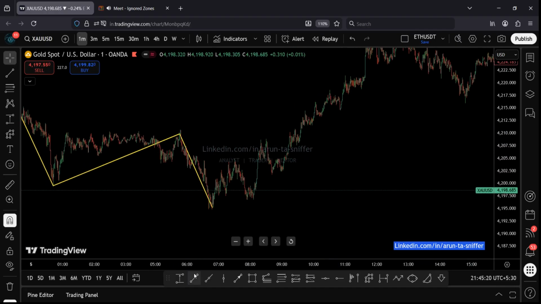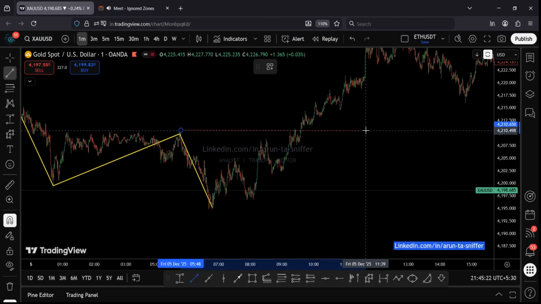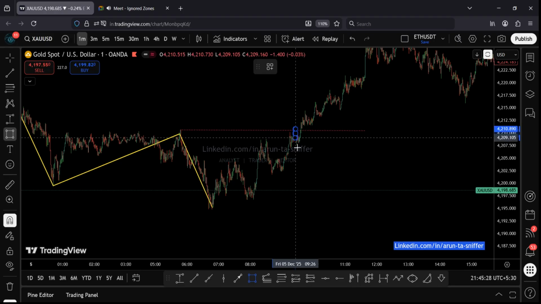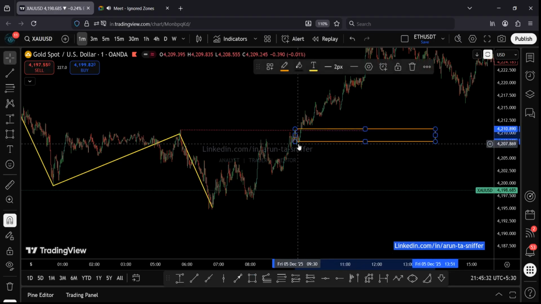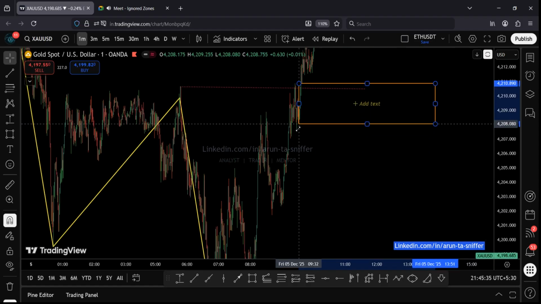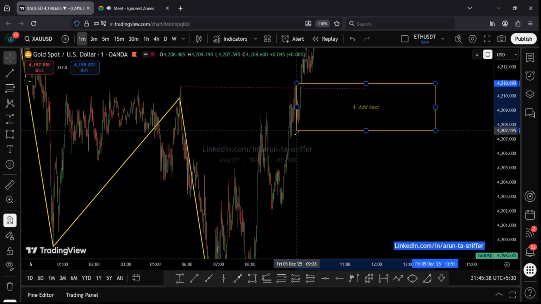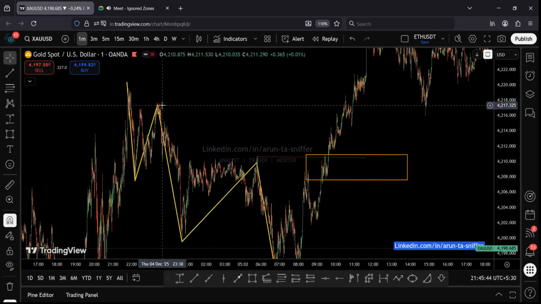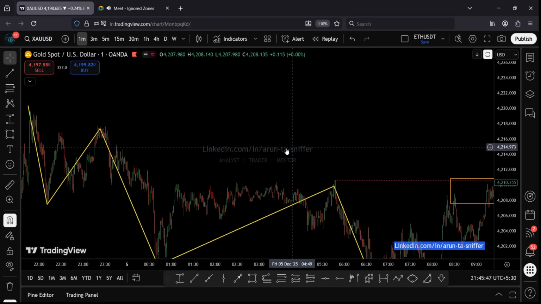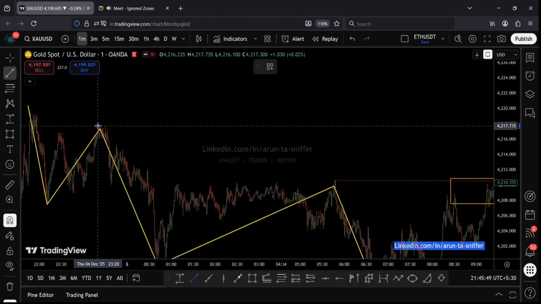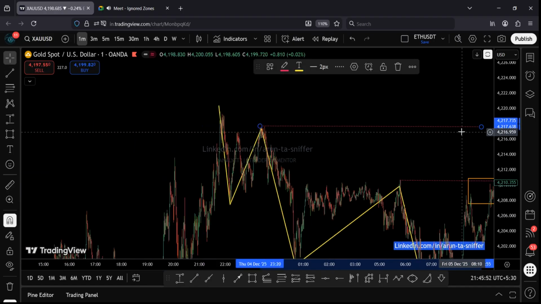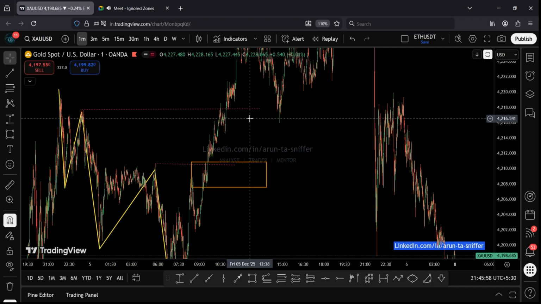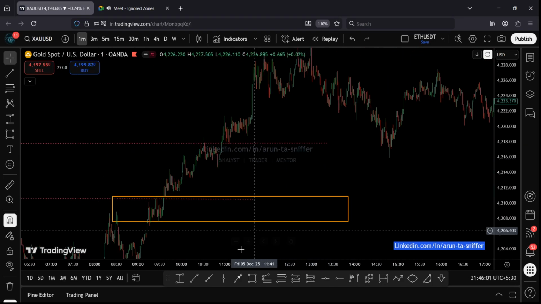This is the top of first drive, the third drive, like this. A zone is created here. Like this. This is a created zone. Okay, and this one is the top of first drive. Let's move forward. Like this. The zone was created here.